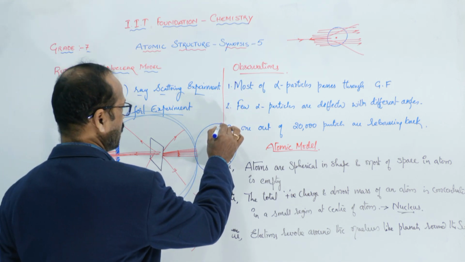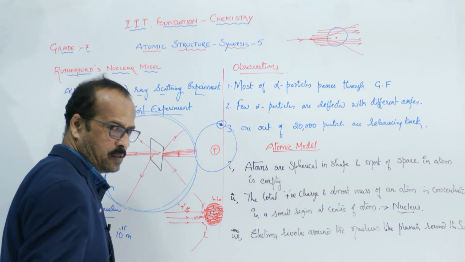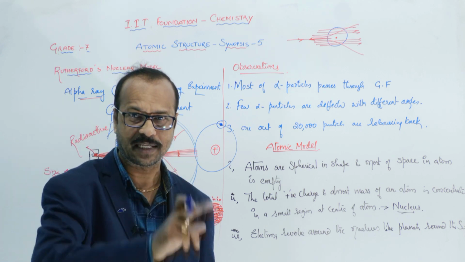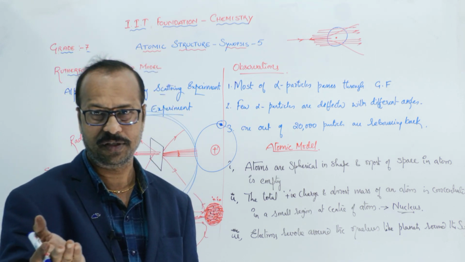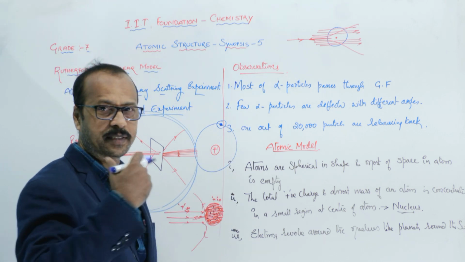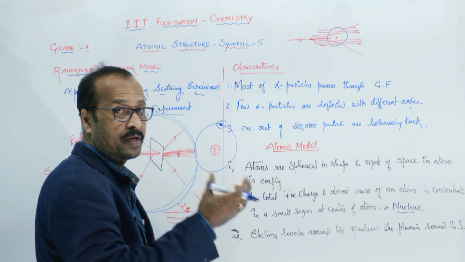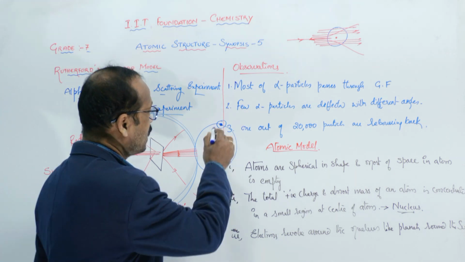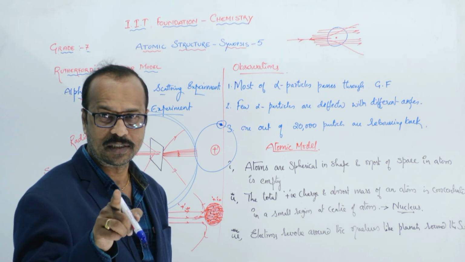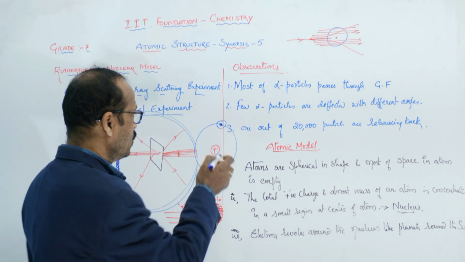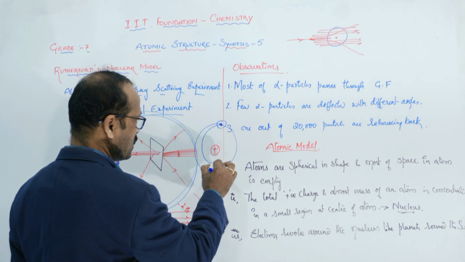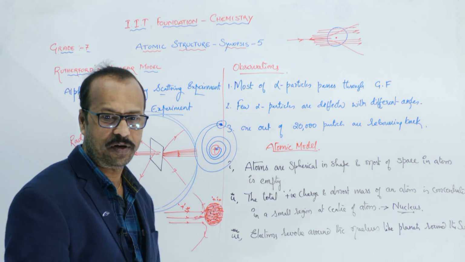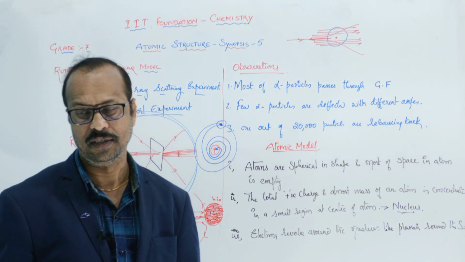Then according to the classical laws of physics, any charged particle, if it is moving or accelerating, radiates its energy. When it radiates its energy, its energy becomes less. Then it will be under the influence of the nucleus, so it will be attracted towards the nucleus. It comes closer to the nucleus and finally it falls into the nucleus.